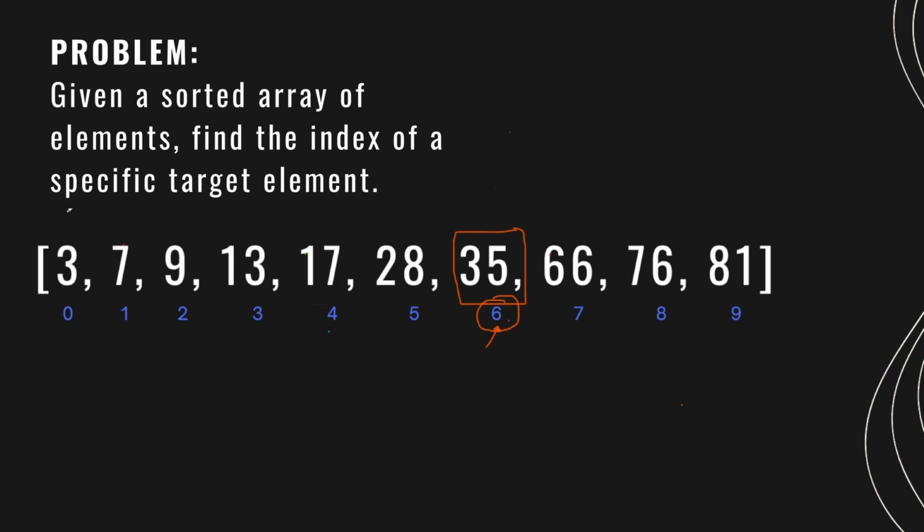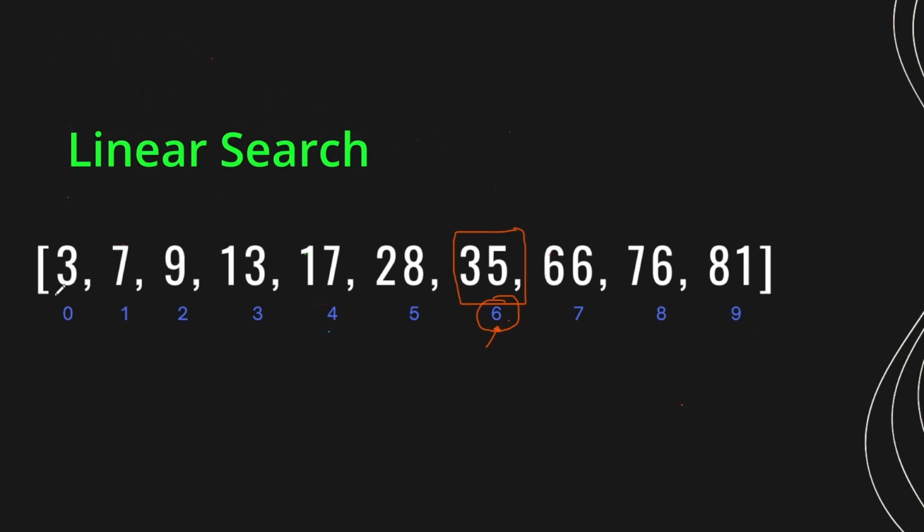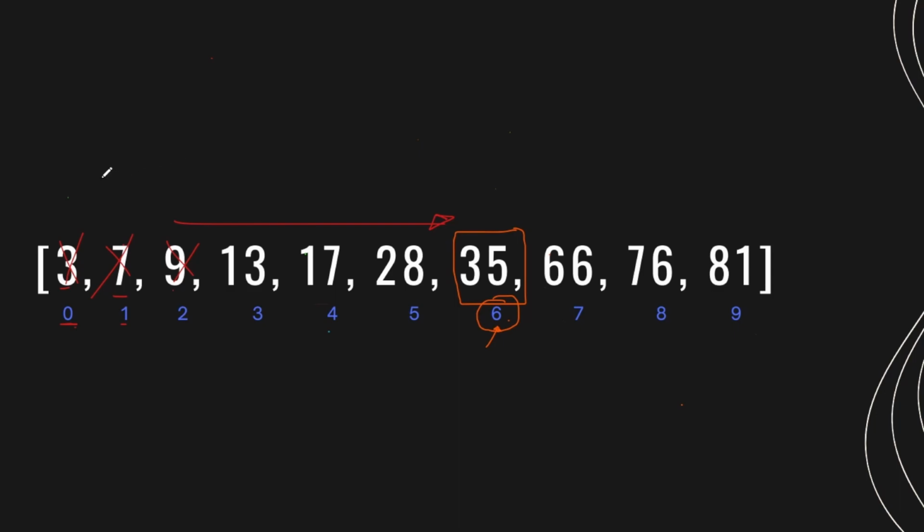We could try applying a linear search and go through the numbers one by one. You could start with the number that corresponds to the index of 0 and check if it's our target. In this case, it's 3, definitely not our target. Okay, then we go through the second number. Nope, not our target. The third number, nope, until we get to our target. As you can imagine, this is not the most efficient approach, especially if we have a large data set.